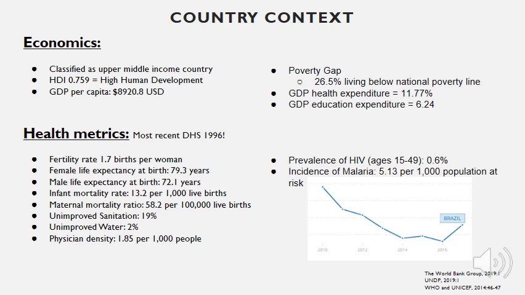The infant mortality rate and maternal mortality ratio have actually declined in recent years. So infant mortality rate is 13.2 per 1,000 live births, and maternal mortality ratio is 58.2 per 100,000 live births. These reflect positive forward motion in fertility planning, in access to maternal care and care provided by skilled providers, which has been a goal for Brazil in recent years.